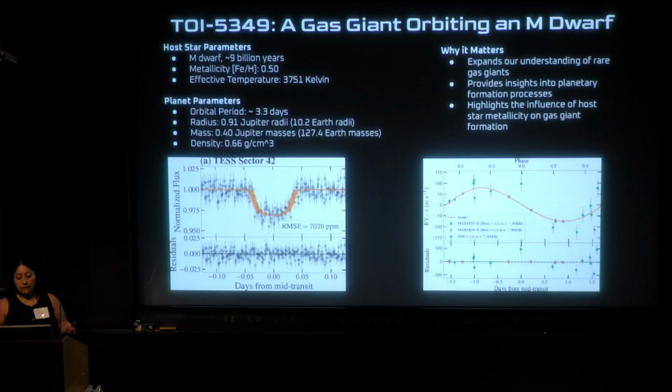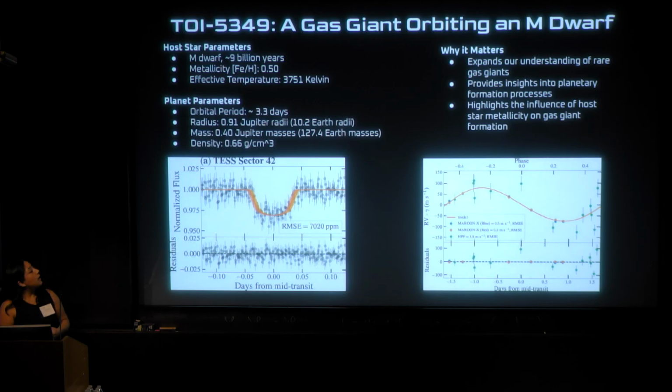And after running the pipeline, we determined some of the planet's basic properties. It completes an orbit every 3.3 days, meaning that it's very close to its star. It has a radius of 0.91 Jupiter radii and a mass about 40% of the mass of Jupiter, and we can calculate a low overall density of 0.66 grams per cubic centimeter, which we found to be close to Saturn's density.